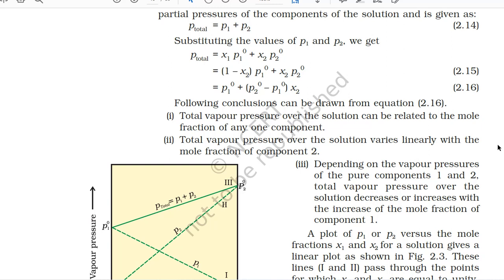The following conclusions can be drawn from equation 2.16. First, total vapor pressure over the solution can be related to the mole fraction of any one component. Second, total vapor pressure over the solution varies linearly with the mole fraction of component 2. And third, depending on the vapor pressures of the pure components 1 and 2, total vapor pressure over the solution decreases or increases with the increase of the mole fraction of component 1.